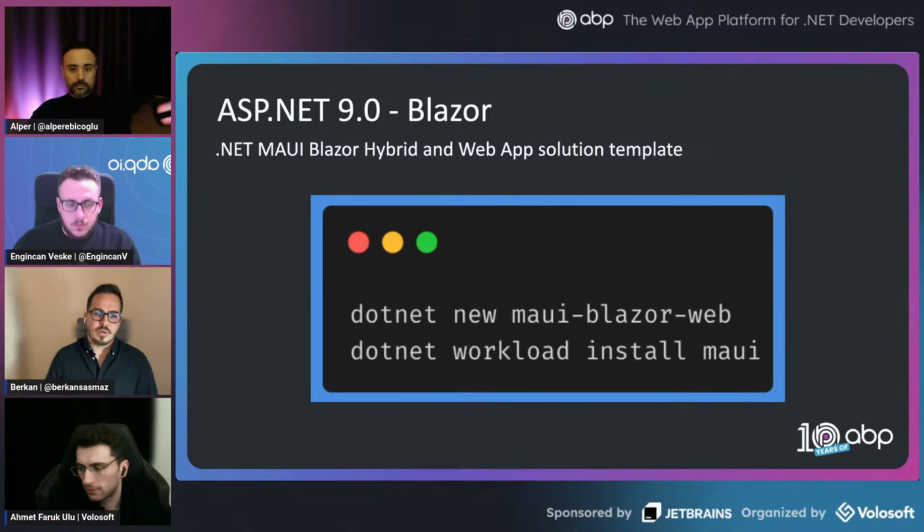Next, let's talk about the new .NET MAUI and Blazor Web App solution template. This template makes it easier to create apps with shared UIs for Android, iOS, Mac, Windows, and the web. It automatically sets up projects for a Blazor web app and a .NET MAUI Blazor Hybrid app, both using shared Razor components through a Razor class library.